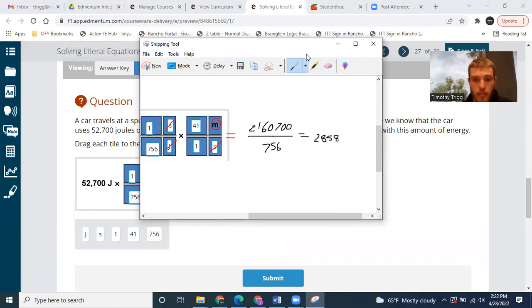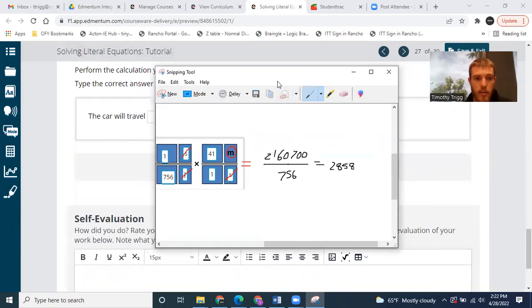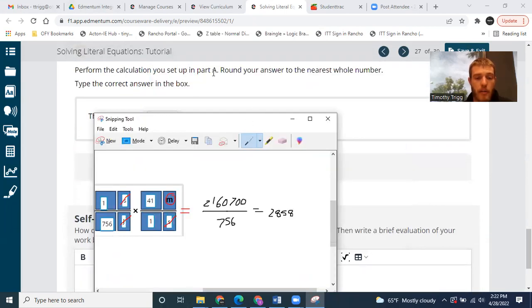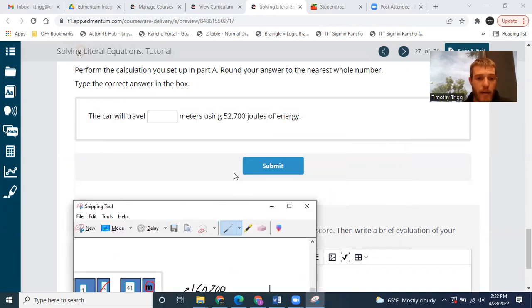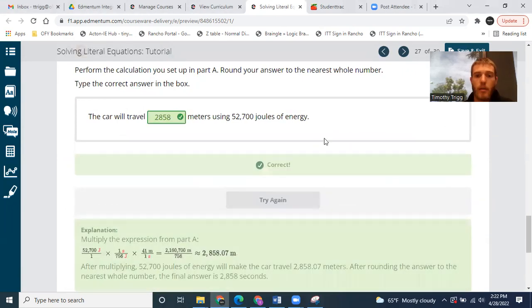Let's see. Yeah. Okay, cool. That's going to be the next question, isn't it? Perform the calculation, round your answer to the nearest whole number. The first decimal place is 0. So would that round the 8 up or keep the 8 the same? Well, keep the 8 the same, right? 2858. Cool.